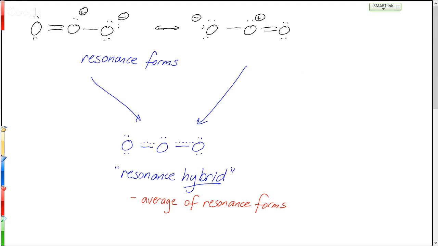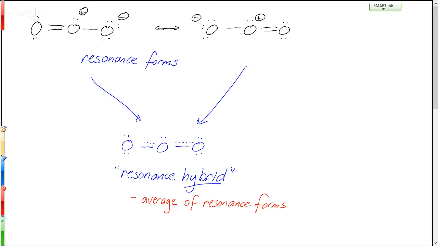This also applies for when you have this type of resonance that's not equal. So in ozone, these two resonance forms are exactly equal. One's not better than the other, one's not more stable than the other. So the average of the two is an exact, regular old average. In something like this, where the structures are clearly different, we're going to have to do a weighted average to figure out what's going on here.